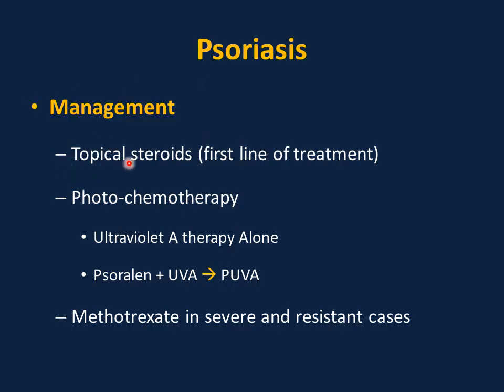Management of psoriasis: topical steroids are the first line of treatment. Photochemotherapy, ultraviolet A therapy alone or with psoralen plus the ultraviolet A therapy, which is well known as PUVA. So PUVA is the P, psoralen, and UVA. Methotrexate in severe cases and resistant cases.